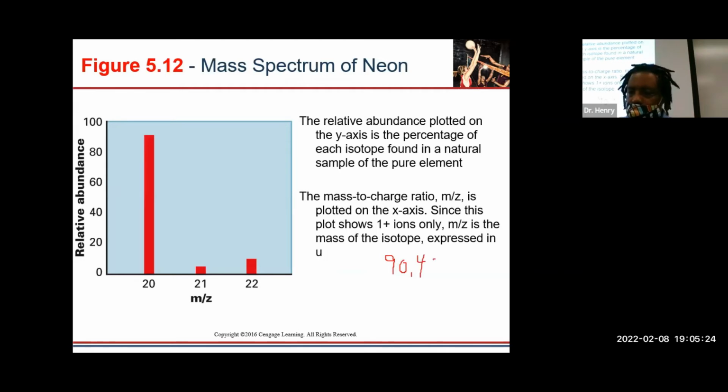Neon 20 is about 90.48% in abundance. Neon 21 is 0.27% abundant. And neon 22 is 9.25% abundant.